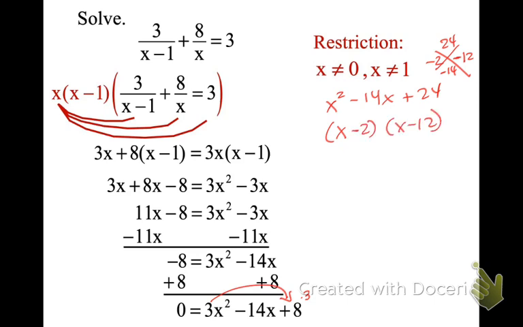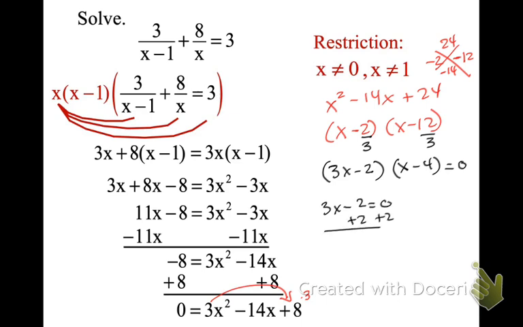We can then divide by that lead coefficient of 3. And so here I'm going to get x minus 4. Over here I'm going to get 3x minus 2 equals 0. So 3x minus 2 equals 0. I'm going to add 2. 3x equals 2. Divide by 3. And x equals 2/3. X minus 4 equals 0. I'm adding 4. X equals 4.